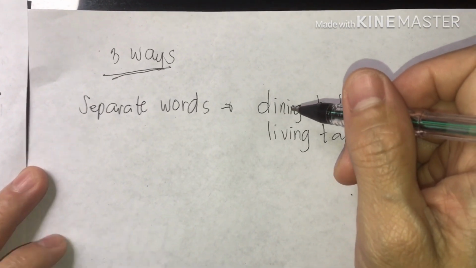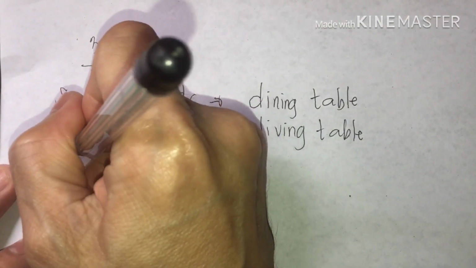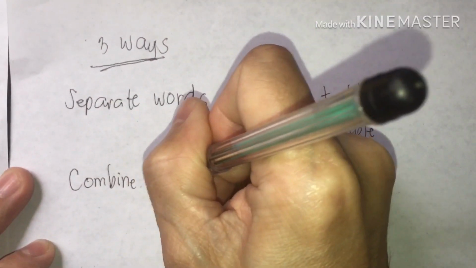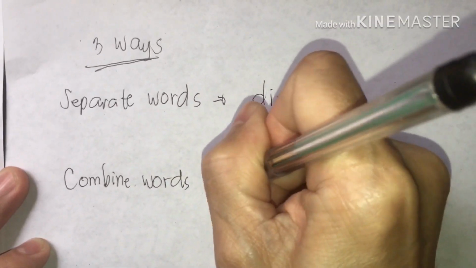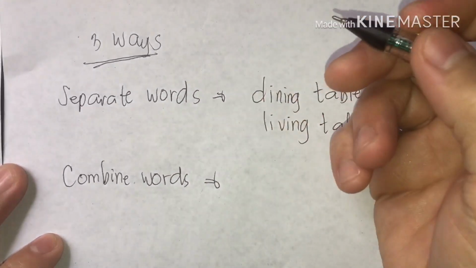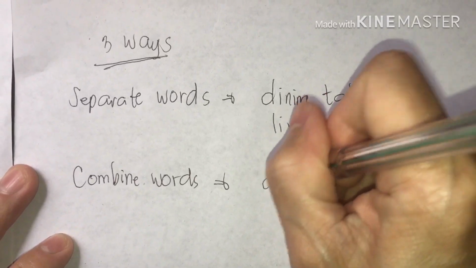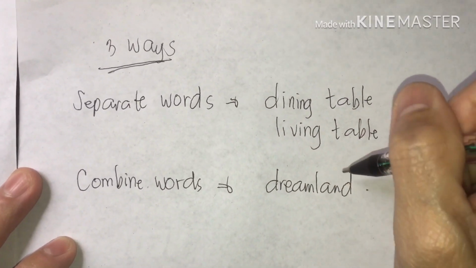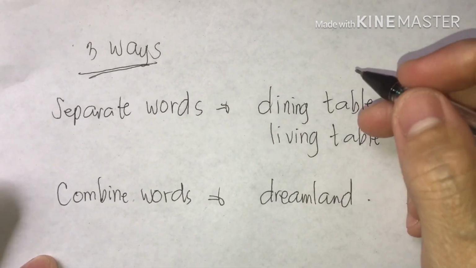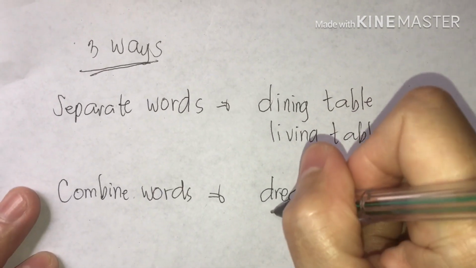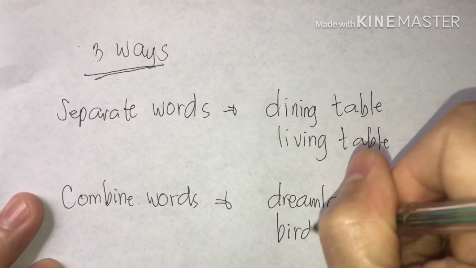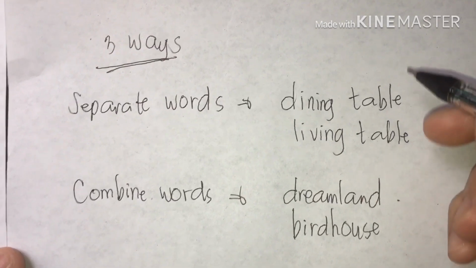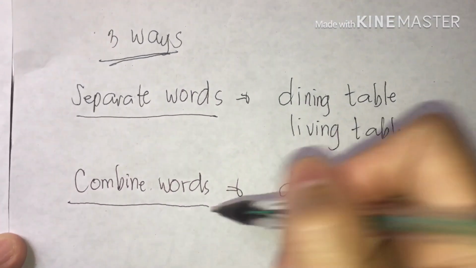Next, another class, combined words. We are going to combine words. And what are those combined words? For example, dream and land, we have dreamland. Another, we have bird and house. So I'm going to write first bird, then house. This is what we call the combination of two words. This is separate words, combined words.